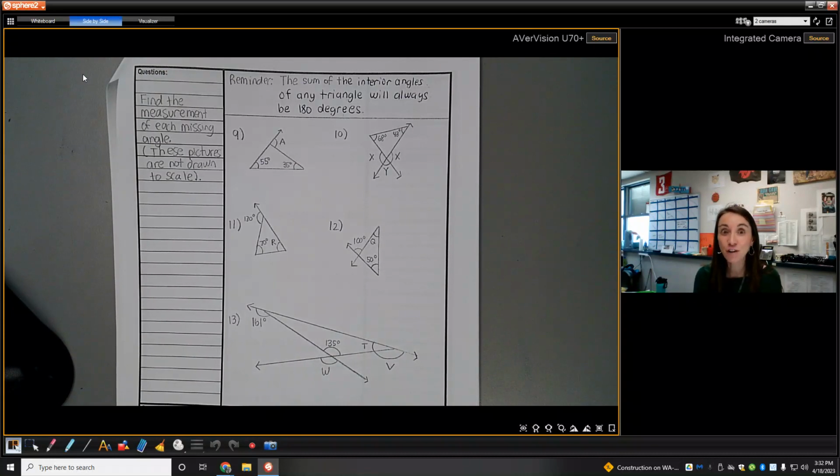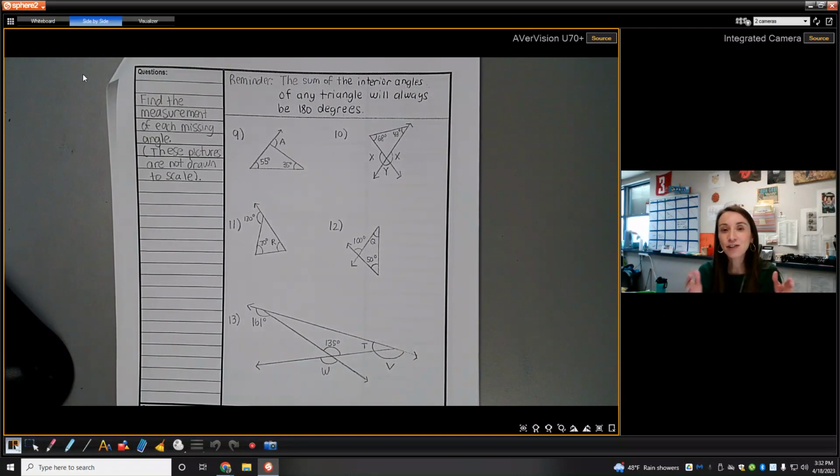And let's not forget vertical angles. You might have seen me do this in class. Vertical angles would be right here, or here and here. And the special thing to remember about vertical angles is they're always going to be congruent.